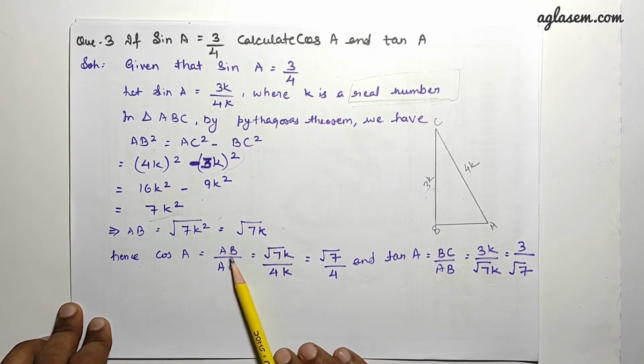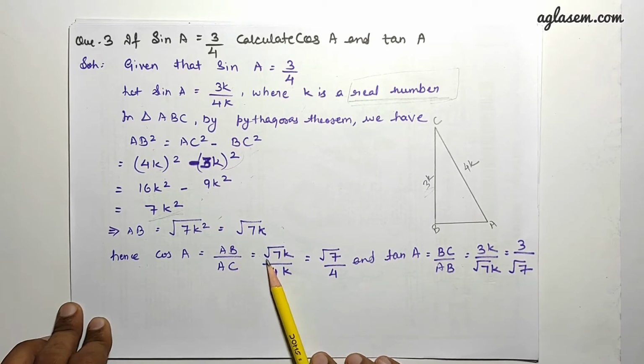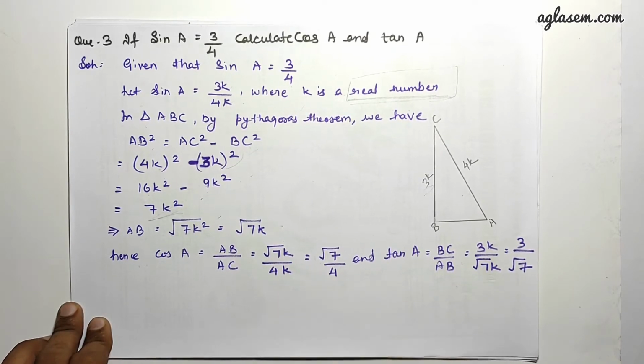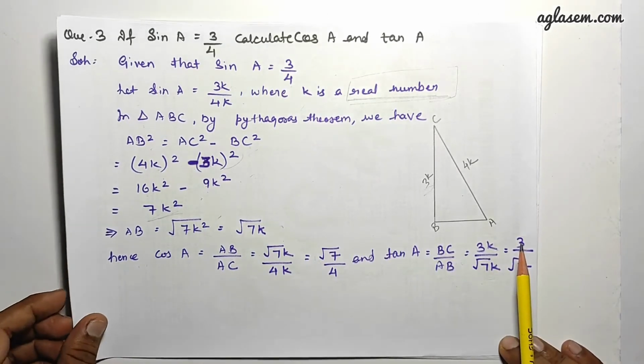Hence cos A is equal to AB upon AC is equal to root 7k upon 4k is equal to root 7 upon 4, and tan A is equal to BC upon AB is equal to 3k upon root 7k is equal to 3 upon root 7.